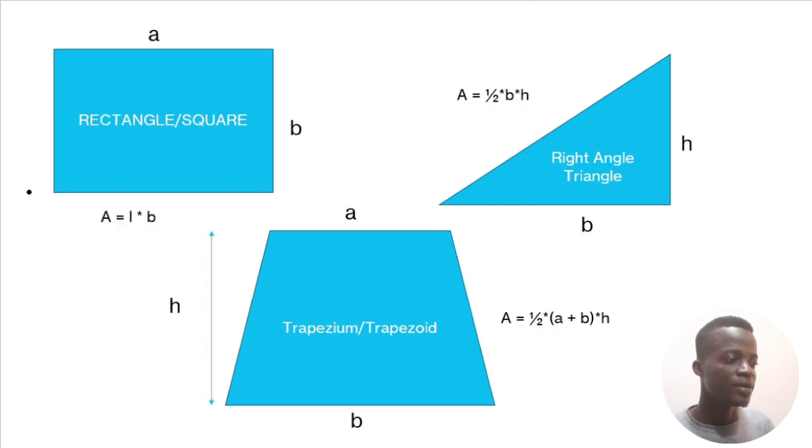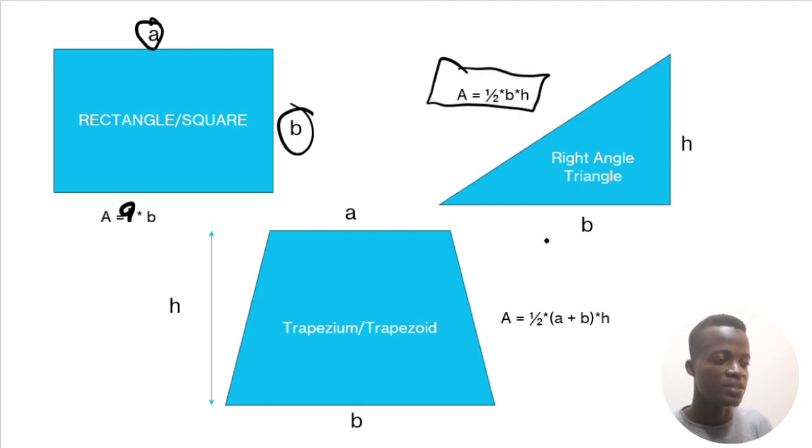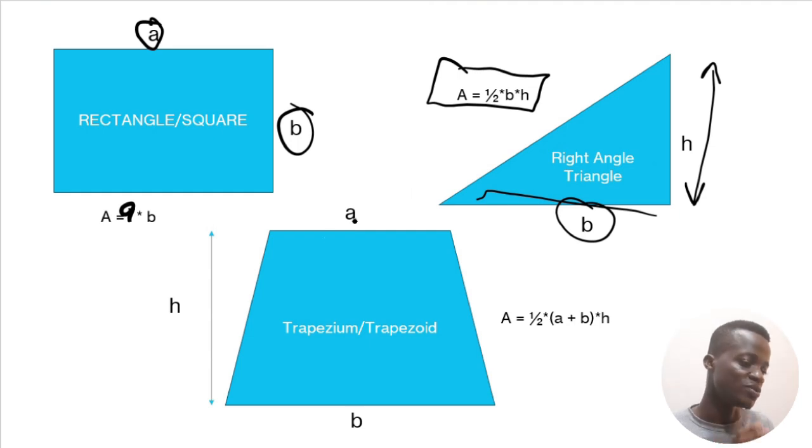So let's go over the mathematical evaluation of the area of each of them. For a rectangle or square, the area is A times B. You evaluate this side and this side, and multiply them to get the area. For a right angle triangle, the area is half base times height. The base is this side, from here to here, and the height is the height here. We should be able to evaluate all that in order to get the area.